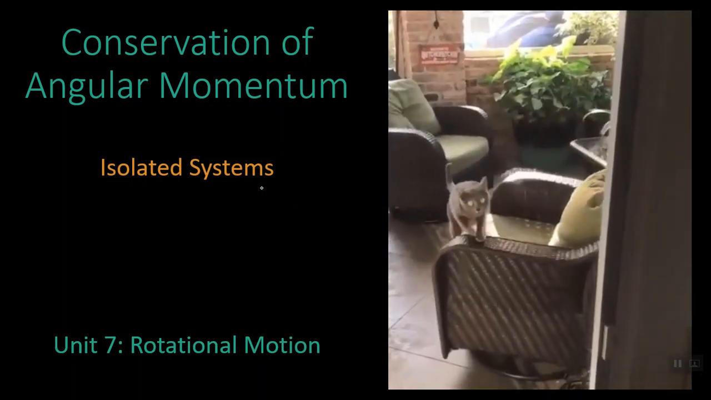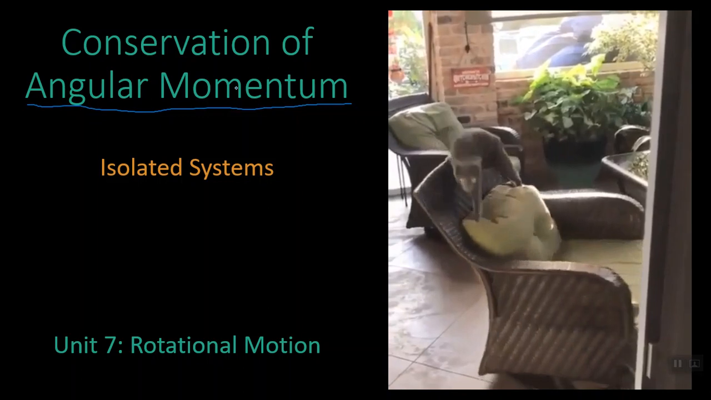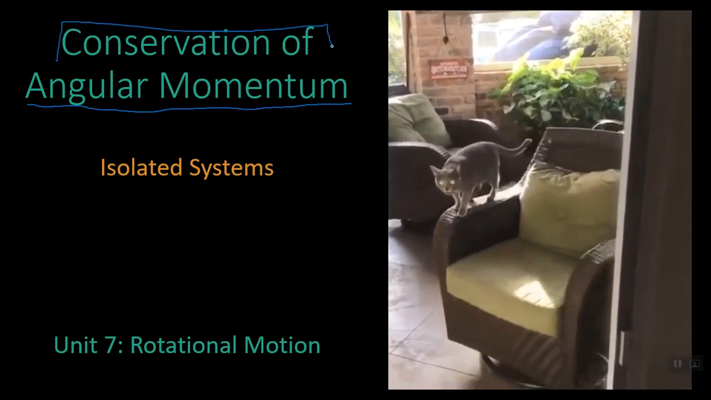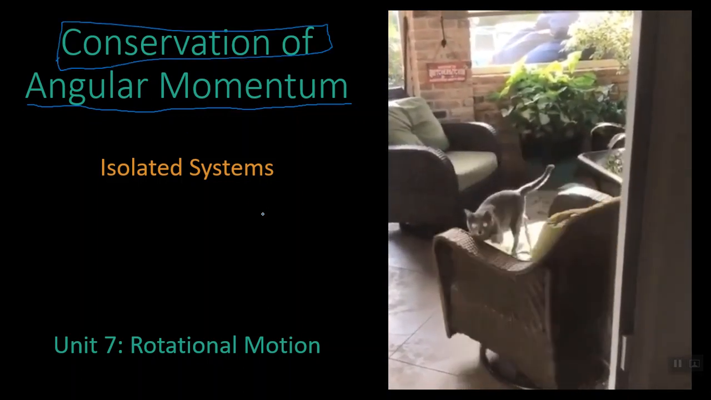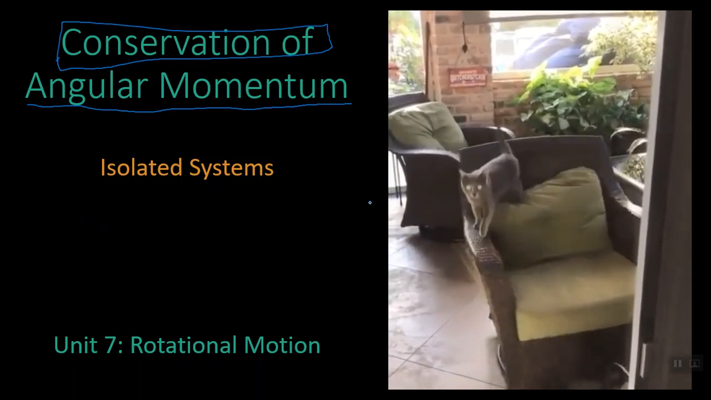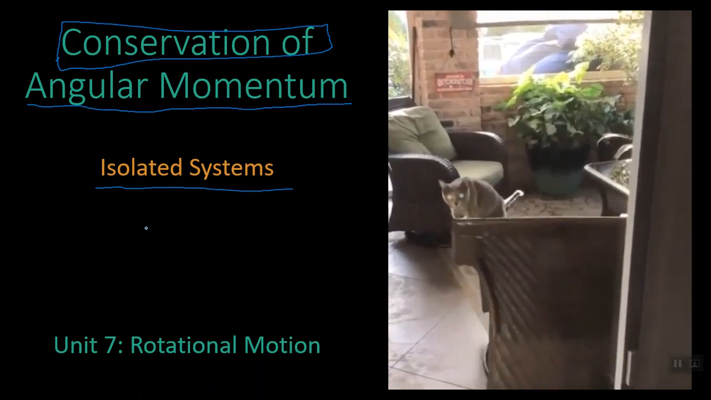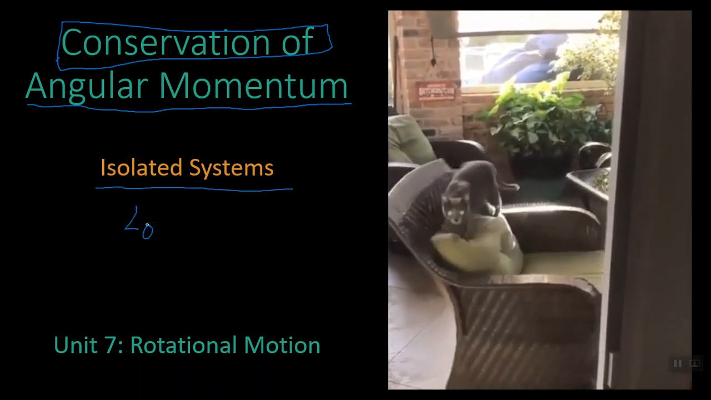In this video, we are going to continue our discussions of angular momentum by talking about conservation of angular momentum. The idea that momentum, even if it's angular, can't just randomly disappear or be generated. The fact that within isolated systems, it is going to remain constant.